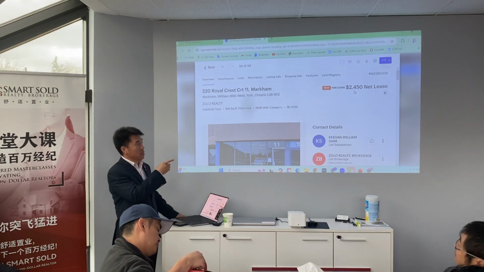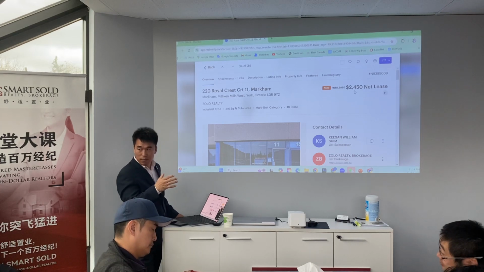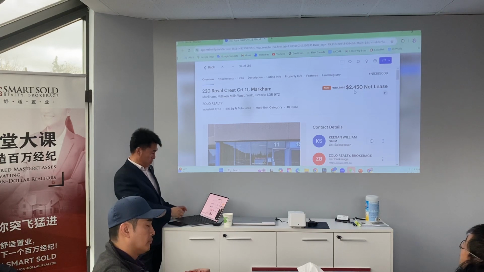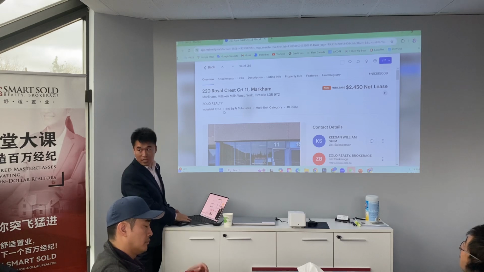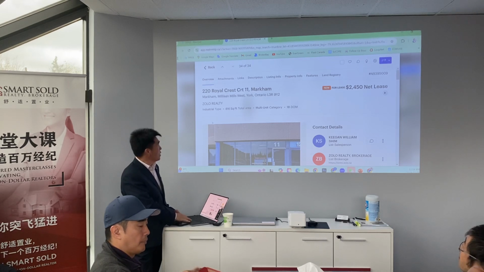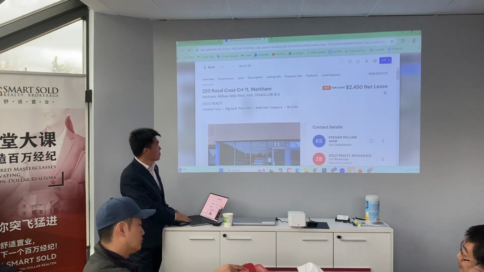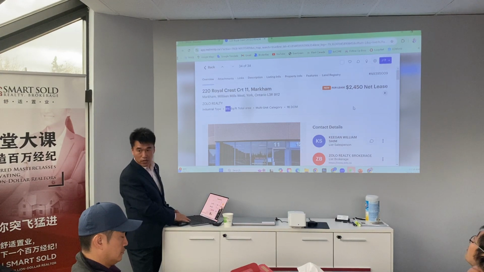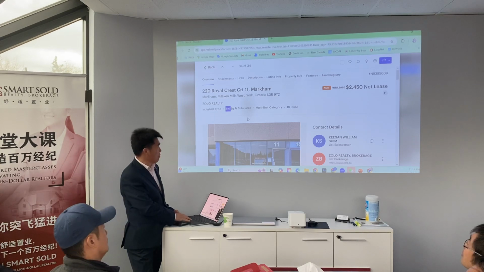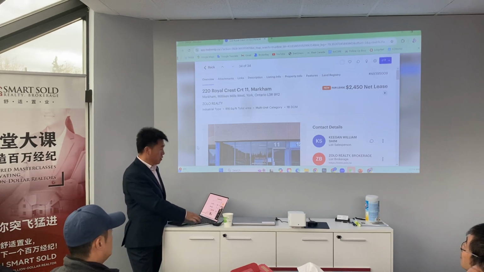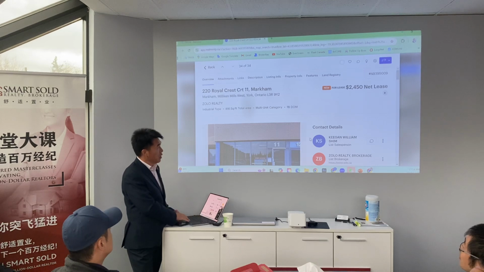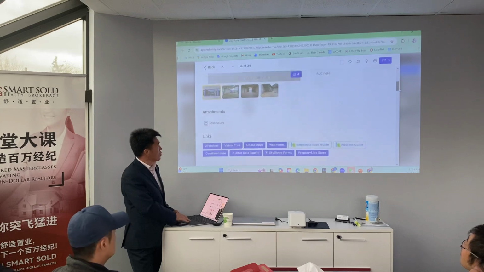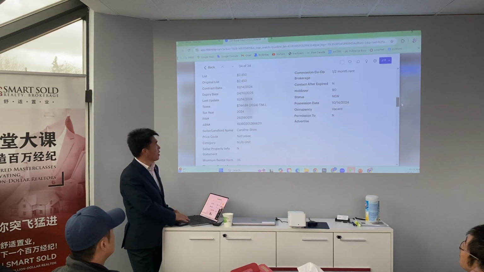So that's what we call a flat fee. It's not multiplied by the square footage anymore. With this square footage of 800 something, the monthly rental is 2,450. That's the monthly rental already, so you can make the adjustment quickly, and that's not including the TMI yet. So you have to calculate TMI separately.